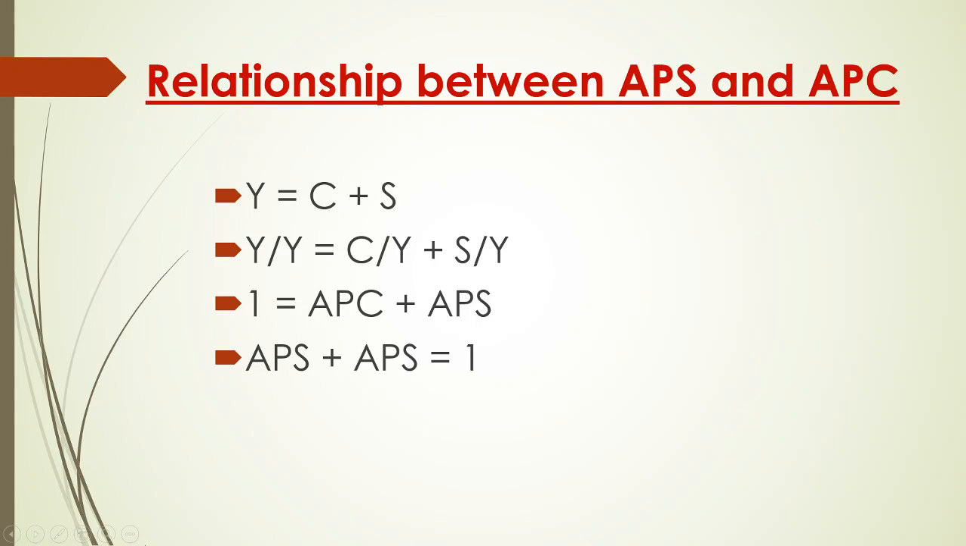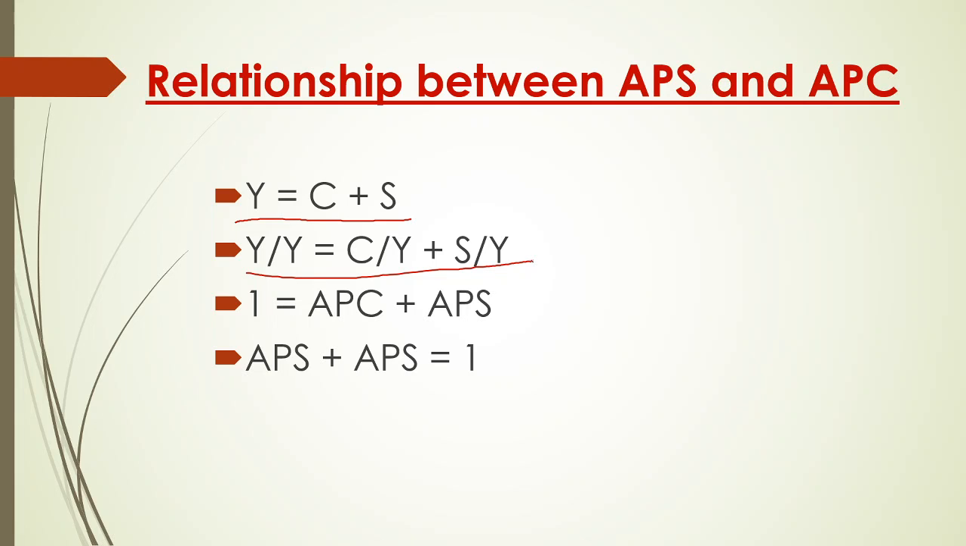This equation is known to us, right? Now dividing this equation by Y on both sides, so Y by Y equal to C by Y plus S by Y. What we have done here is divided both the sides by Y. We have divided everything by Y. Y by Y equal to C by Y plus S by Y. So now this is clear to you.